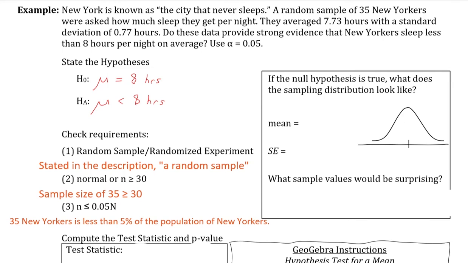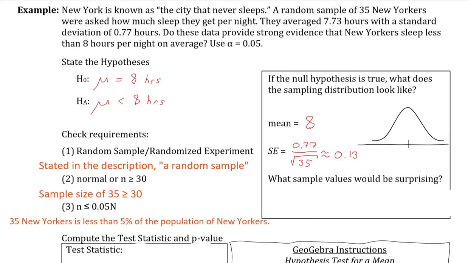On the right side here, we have another box that we need to think about in order to remember what hypothesis testing really is. If the null hypothesis is true, what does the sampling distribution look like? Well, if that is the case, then that means that the mean itself is 8. The average is 8 hours. Whereas the standard error is defined based on the sample standard deviation because we do not have a population standard deviation to base off of. So we get the sample standard deviation of 0.77 divided by the square root of the sample size of 35, which results in a standard error of about 0.13.